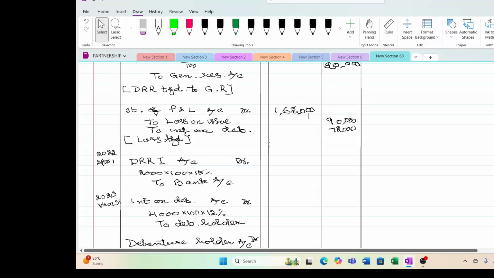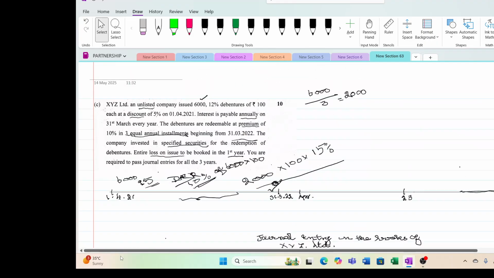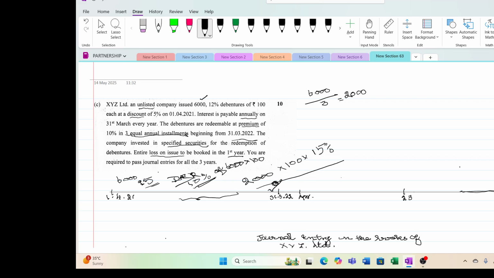Okay, now we did everything for this year. So now moving on to the second year. See here, in the second year we have to redeem again 2,000 debentures at the end of 23. So again what we have to do, we have to create a debenture redemption reserve of 15%. Okay, no need of DRR, DRR is already created. So only investment we have to create. Then immediately at the time of redemption, we have to sell this investment and then start redeeming your debentures. Keep it in mind.